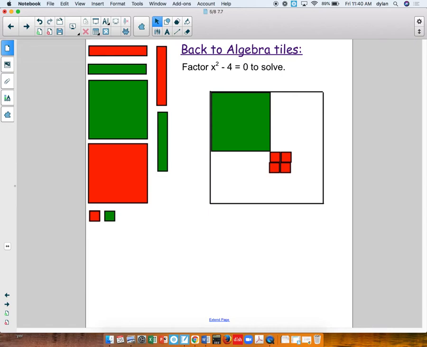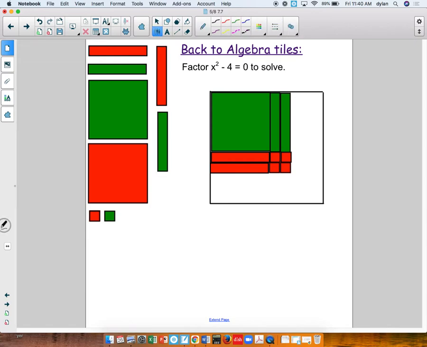So the way that we might complete this rectangle is we could put in 2 positive x tiles as well as 2 negative x tiles. Because if we do that, we actually have the same expression because the positive x tiles and the negative x tiles just cancel each other out. So inside the box here, we still have x squared minus 4, but now we have a completed rectangle.